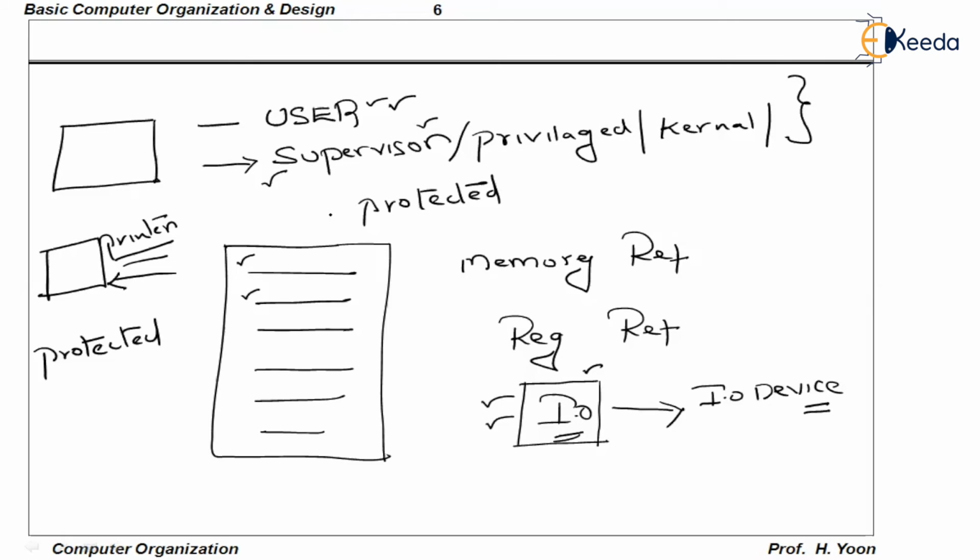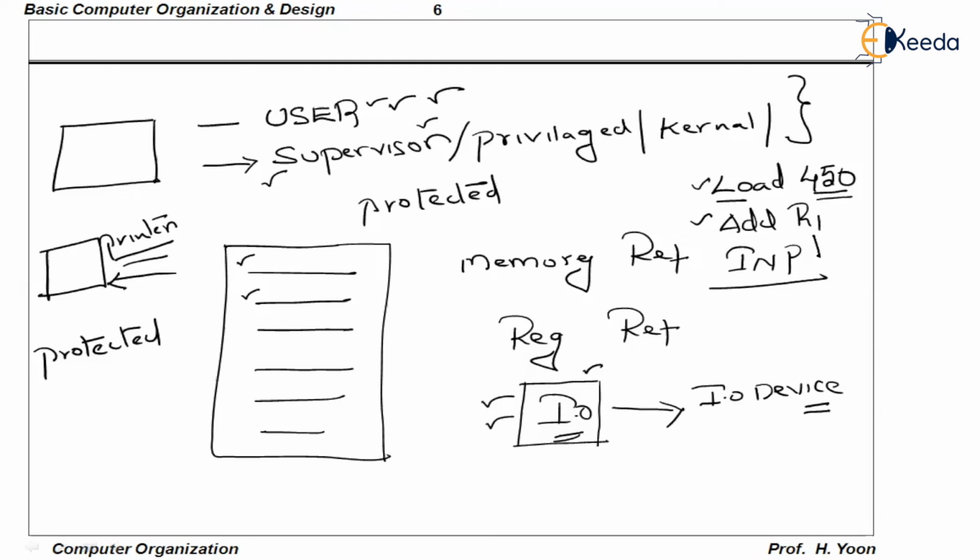That means that this instruction will be executed by the CPU. For an example, there is load 450. This is an instruction. This can be executed in the user mode, because this load instruction will have an access to the main memory, followed by add R1. But there is some instruction called INP. These two instructions can be executed in the user mode, but not this instruction. This time you are trying to access a peripheral device.